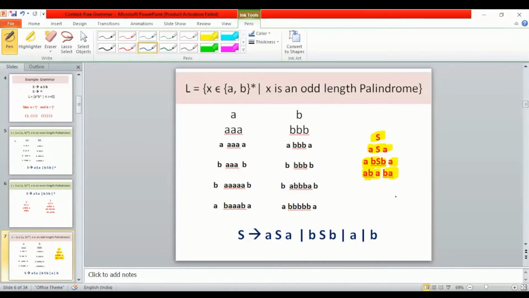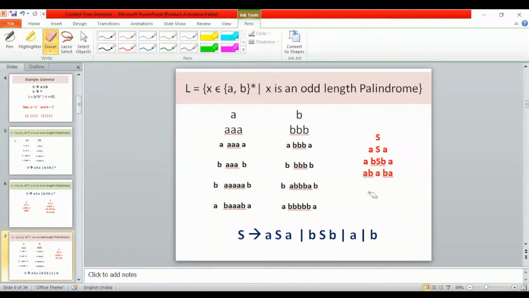Similarly, I can derive from S a pattern like BAB, if I replace the final last S with terminal A, or I can derive ABA if I replace the last occurrence of the S non-terminal with terminal B. So to get the odd length palindrome, we have to do a slight modification. We just have to replace null with A or B.